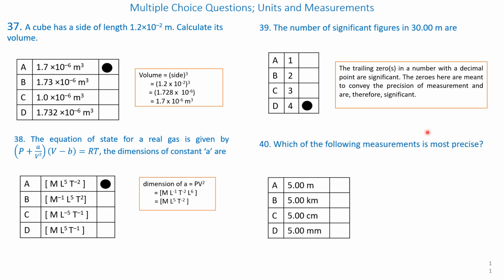Next question. Question 40. Which of the following measurements is most precise? Please note A, B, C, D. In A, it is 5 meters. In B, the option is 5 kilometers. Option C is 5 centimeters. And option D is 5.00 millimeter. Millimeter is the smallest, and therefore it is the least count. Hence, it is precise. 5 millimeter is the most precise because it has the lowest least count. Please mark the correct answer as D.